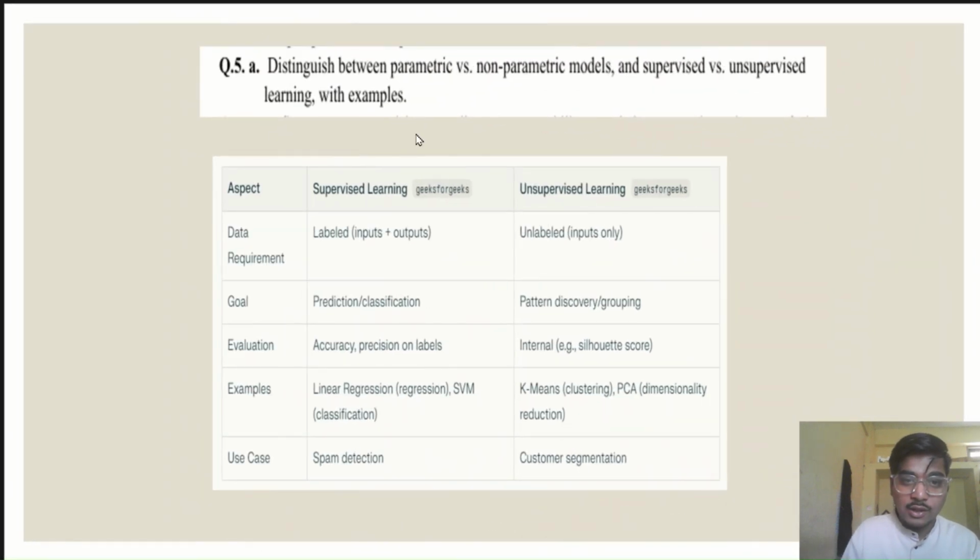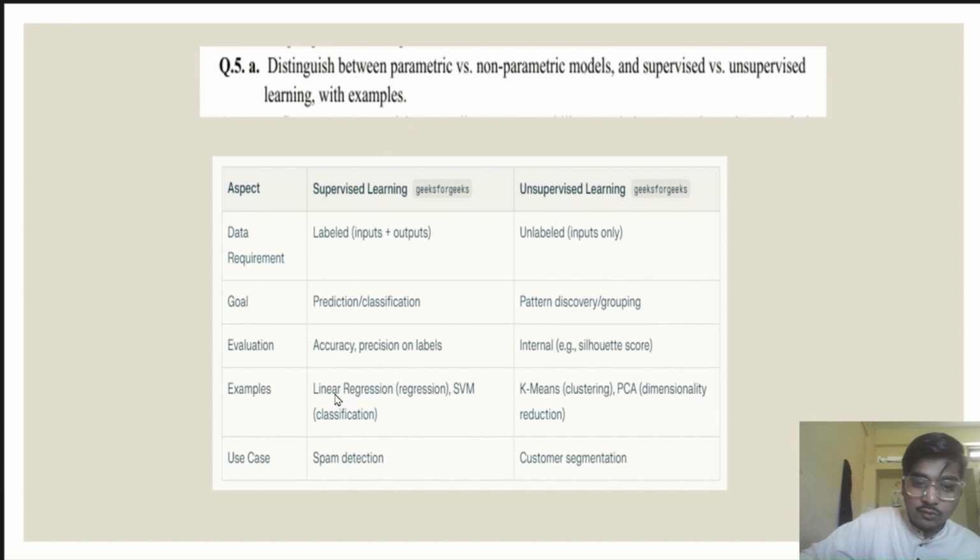Now let's discuss the differences between supervised and unsupervised learning. Supervised learning requires labeled data, that is input plus output, whereas in unsupervised learning, the data is unlabeled. The goal of supervised learning is prediction and/or classification, whereas unsupervised learning's goal is pattern discovery or grouping of data. Supervised learning is evaluated with accuracy, precision, and so on, whereas in unsupervised learning, evaluation occurs in an internal manner, like the silhouette score, for example.